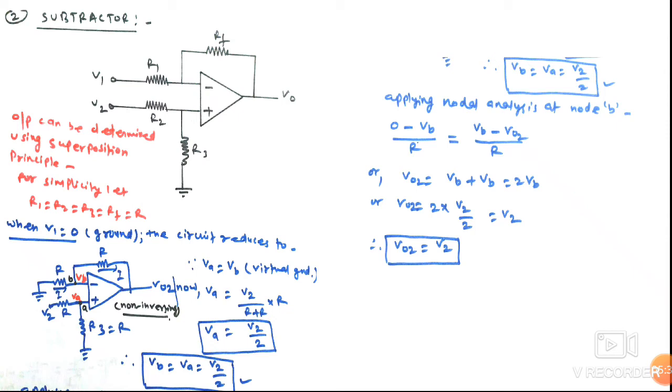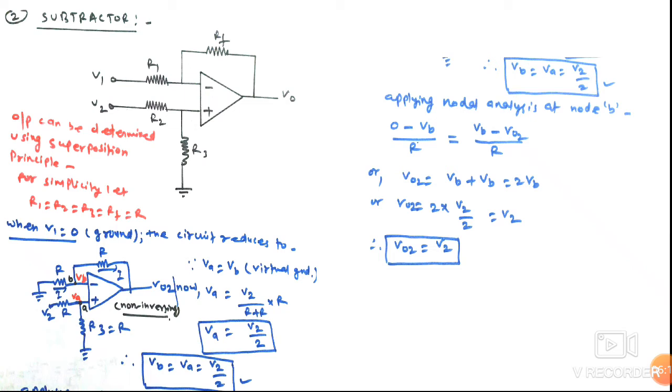First, when V1 is equal to 0, that is, killing V1 and operating V2 only. So V1 equals 0 and we are operating V2 here only. The equivalent circuit becomes like this. V2 is operating only and V1 is grounded here. Because the voltage is acting on the non-inverting terminal, this is also called non-inverting configuration.